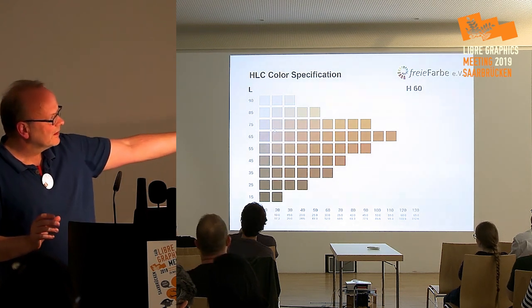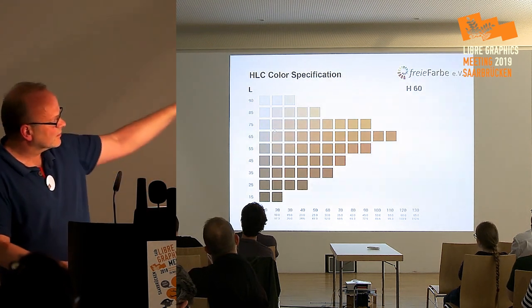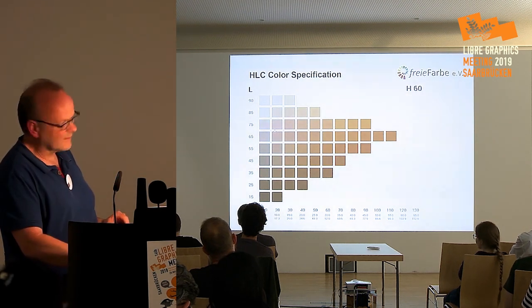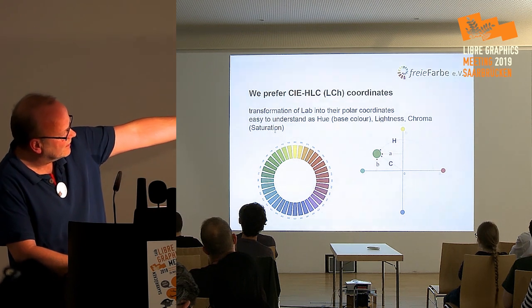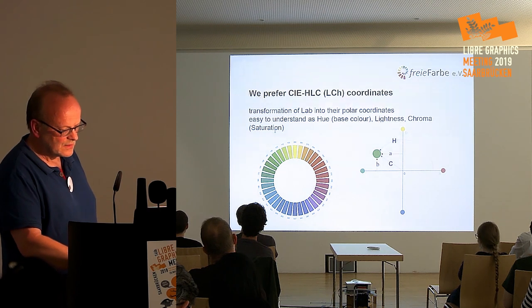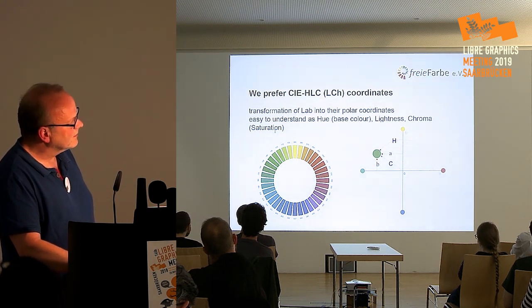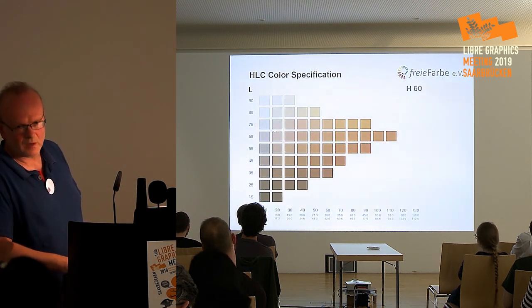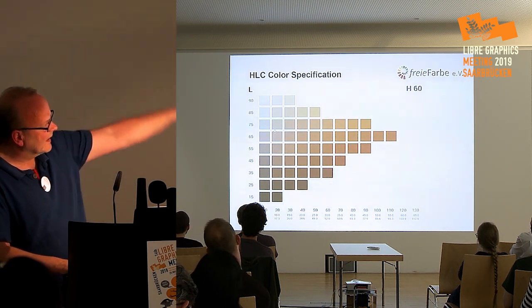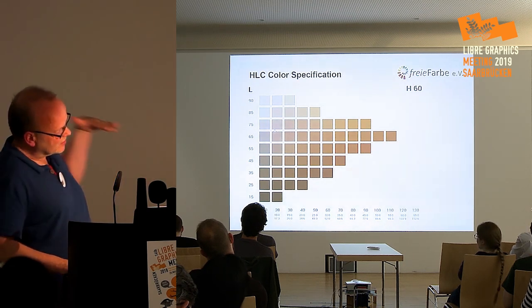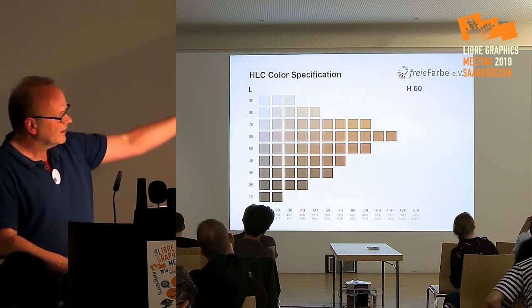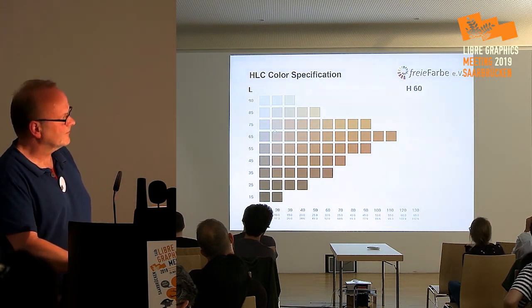And if you see the model here, you see the gradients for one color, H60, which was in the circle at the 60 degrees angle, this orange, and this is then on one of these pages of our atlas that we made, divided into the lightness in vertical direction and into the chroma or saturation, some kind of saturation in the horizontal direction.